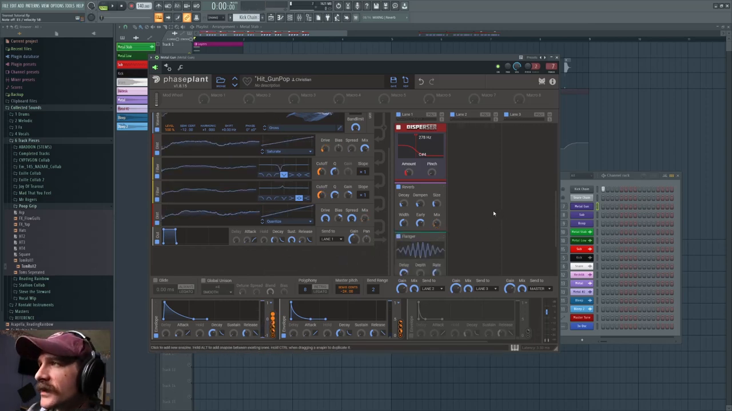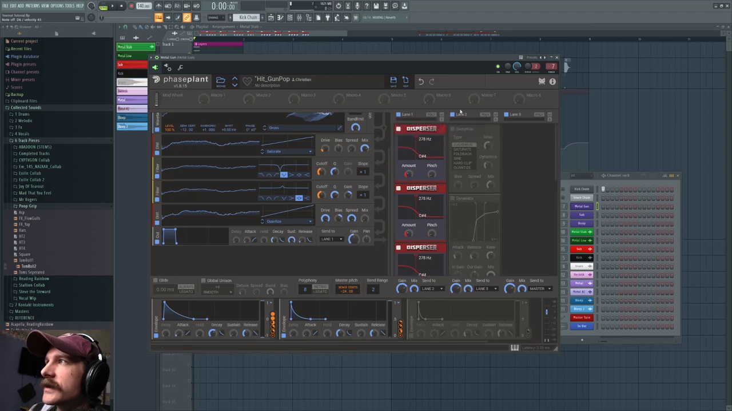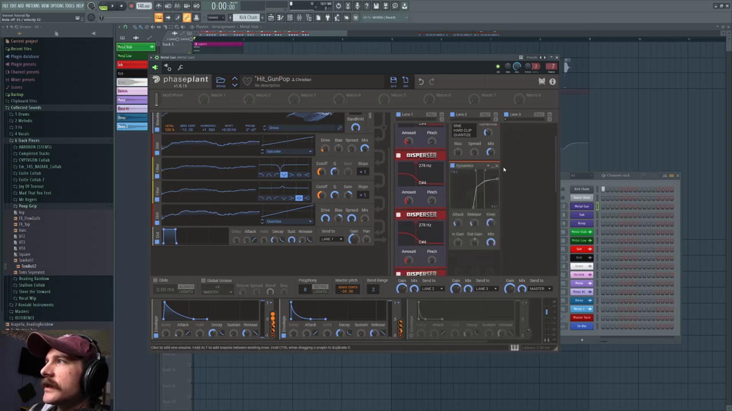And then a flanger, which is really just acting as a comb, because it's not moving, right? The depth is at zero, and then the feedback's kind of up. I'm not going to change it to show it, but that's what that basically is. Then we have distortion, just making it chunky, dynamics.